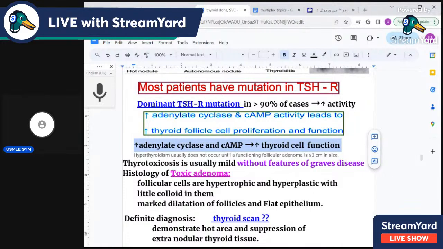Thyrotoxicosis in a solitary hot nodule is mild, without features of Graves' disease. Histology shows follicular cells that are hypertrophic and hyperplastic with little colloid in them. Because of the hyperactivity, colloid is used up, so the colloid gets smaller, and there is marked dilatation of the follicles with flat epithelium.